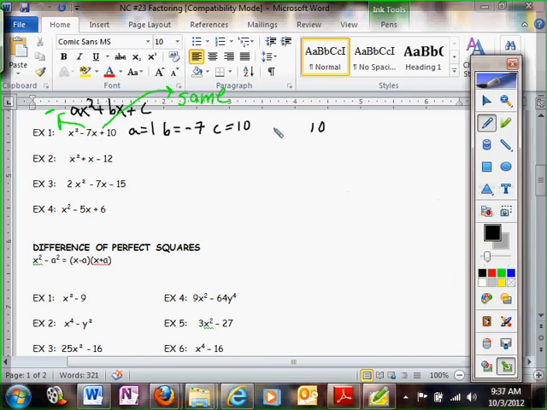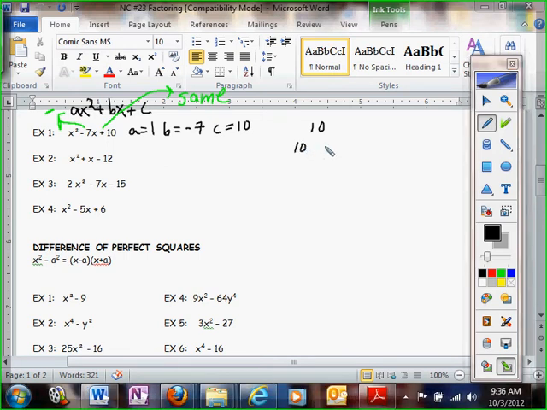So once I have a times c, I need to find the factors of 10. In other words, what two numbers can I multiply together to get 10? I have 10 times 1, 5 times 2, and that's it. So if my signs are the same and they're both negatives, which group of numbers, the minus 10 and minus 1, or the minus 5 and the minus 2, add to negative 7? And the answer is these two. This is my set of numbers here.